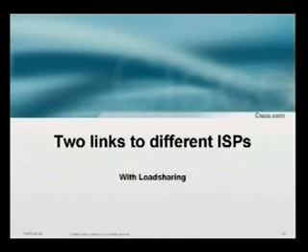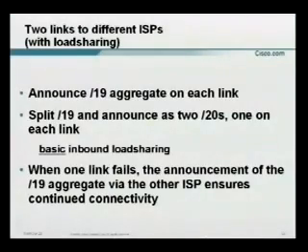2 links to different sites with load sharing. Well, as before, we announced the /19 aggregate on each link. We now split the /19 and announce it as 2 /20s, 1 on each link. I mean, yes, I mentioned the net police stuff earlier. Yes, if you take your minimum registry allocation size and subdivide it, it's going to be filtered somewhere. But that shouldn't matter, because you're still announcing the actual aggregate that you've got, or the address block that you've got.